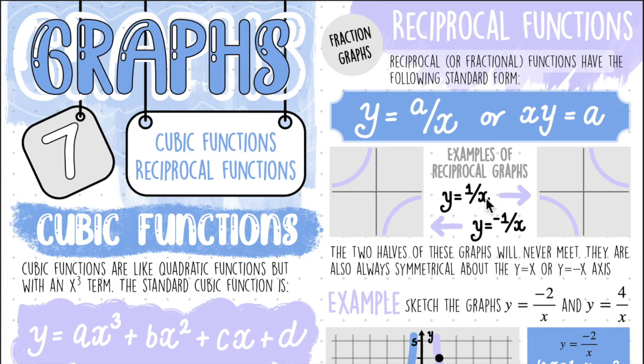Another thing to note is these curves will never actually meet, and this is due to the fact that we could never have x is equal to 0 in a function like this. If you put x is equal to 0 here, the solution doesn't exist, which means these curves can't meet because we can't plot anything along this x is equal to 0 axis.